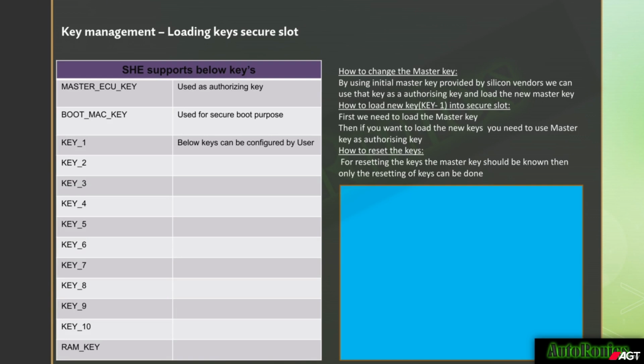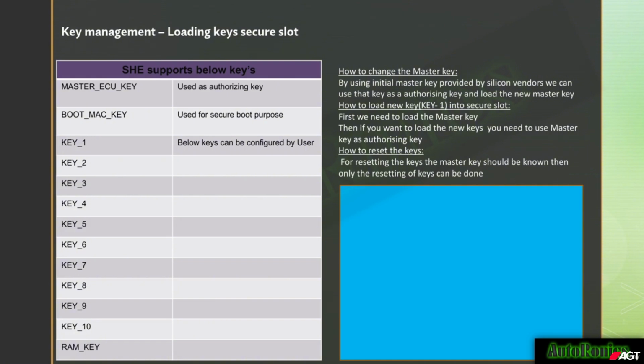Then key 1 to key 10, which are used based on the user needs, and they are unreserved keys. And we have the RAM key, as we already discussed, that is used to speed up our development process, and it is not a secure key.